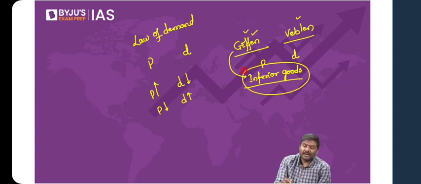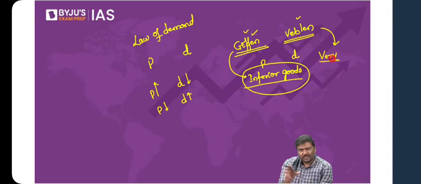On the other side, Veblen goods. These are consumed by very rich people. These are termed snobs, SNOB, snobs. These are consumed by very, very rich people, ultra rich, very wealthy people. And in the case of Veblen goods, whenever the price of the goods starts increasing, these ultra wealthy people want to use these products as status symbols.